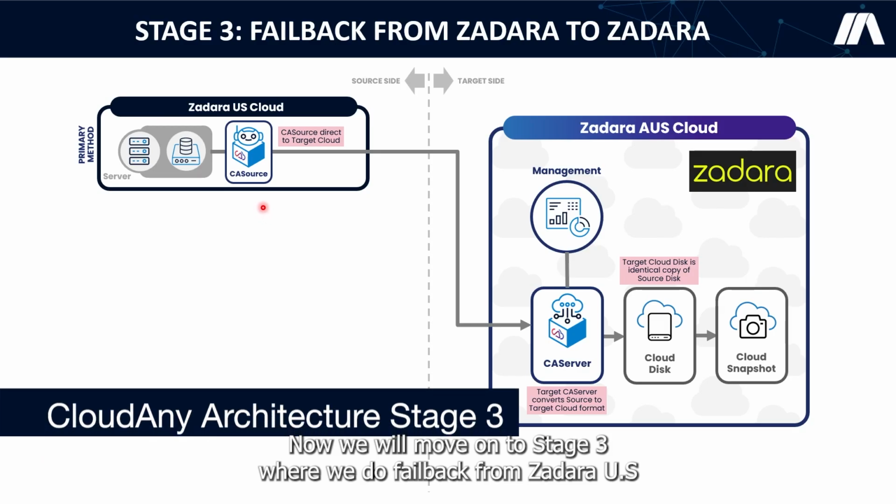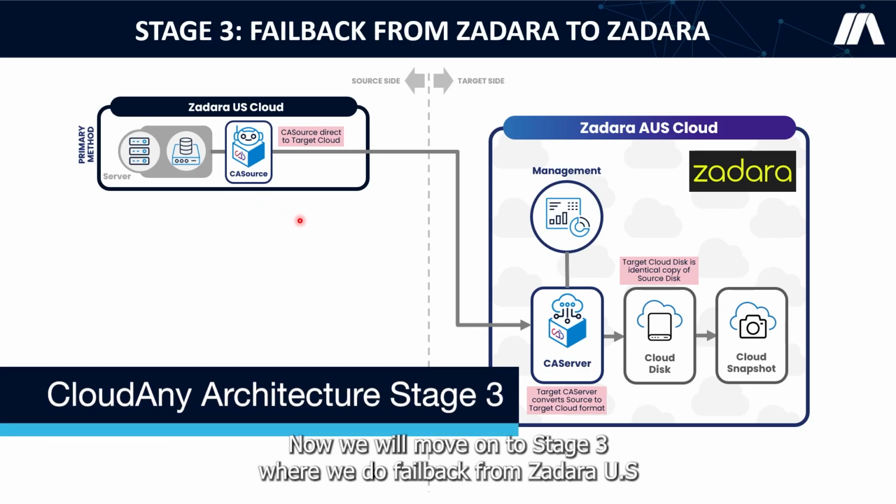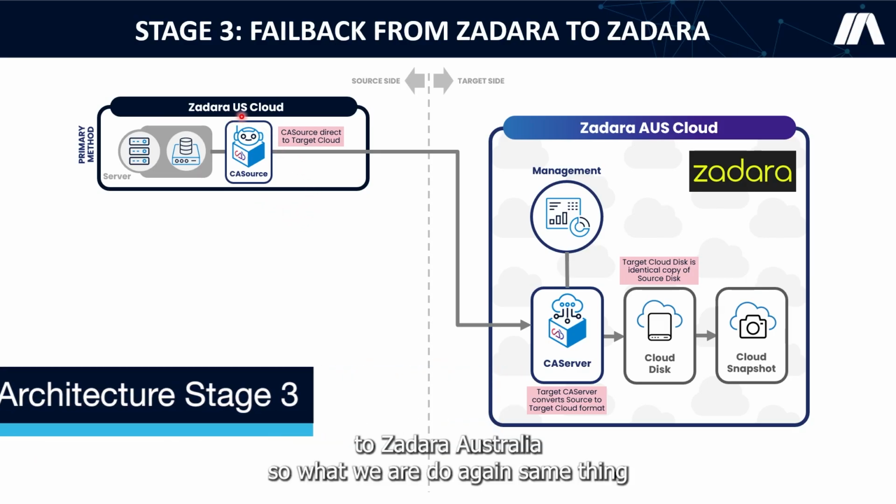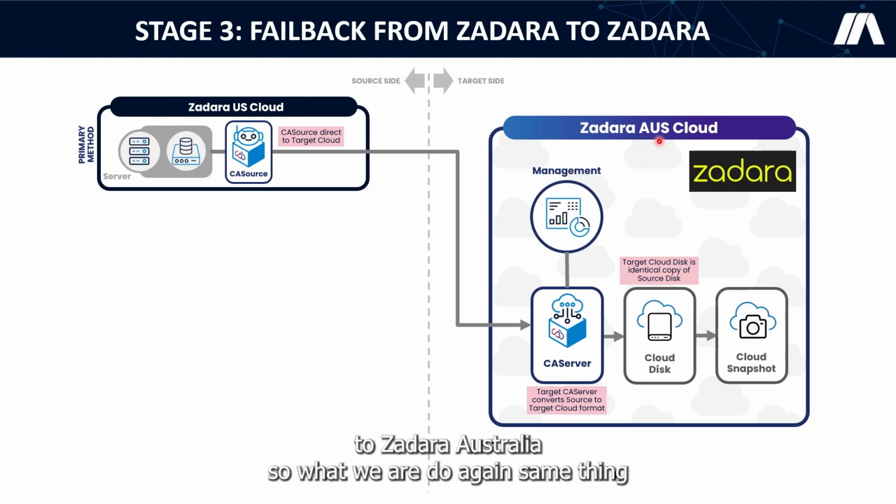Now we'll move on to stage 3 where we'll do failback from Zadara US to Zadara Australia. So what we'll do again, same thing, we will replicate the DR server back to the Australia production site, the CA server, and do the provision again.